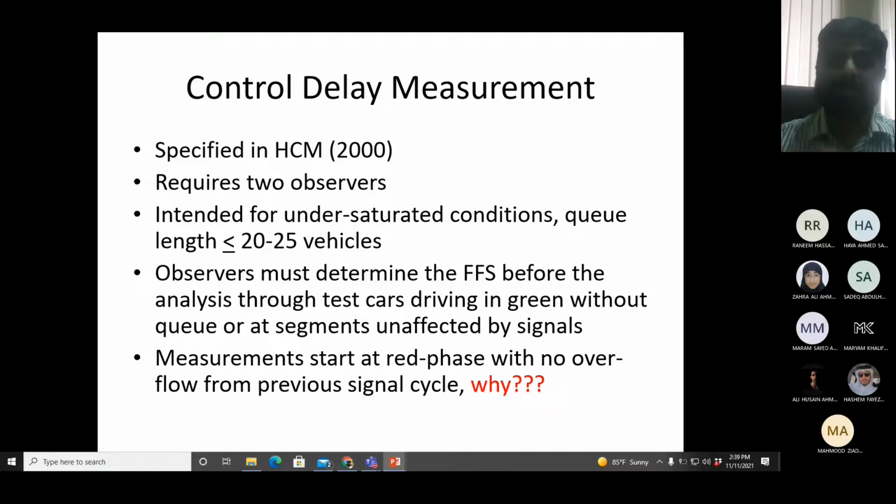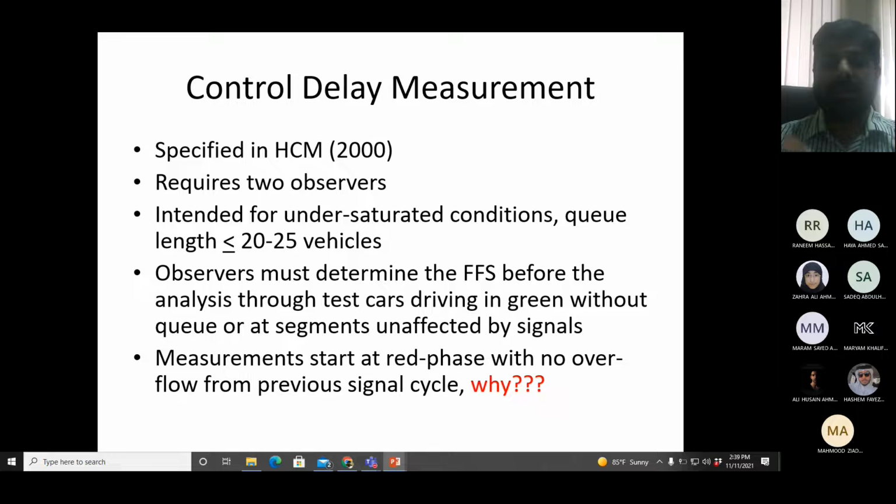I will start with a signal. The method of delay measurement on a signal is given in the Highway Capacity Manual of 2000. It has not been changed since then. The procedure is the same. In this method, you need two observers on the signalized intersection. And this method is only applied when you have undersaturated conditions.